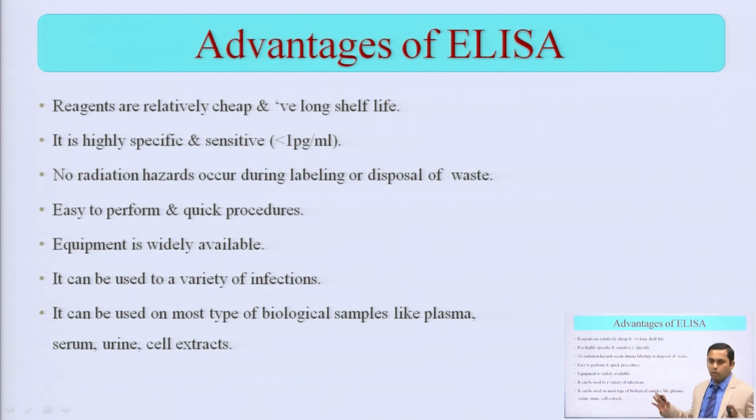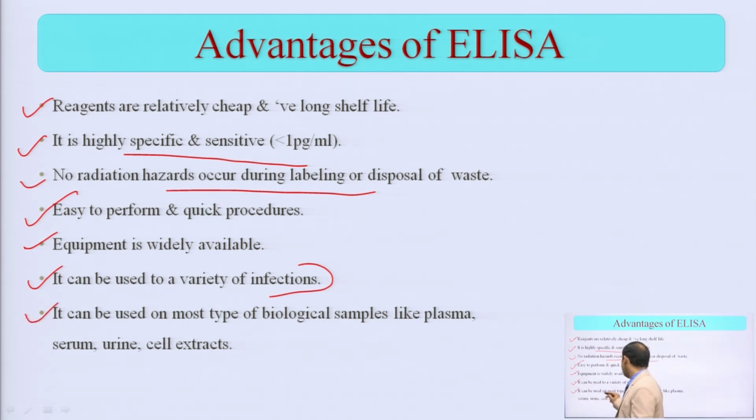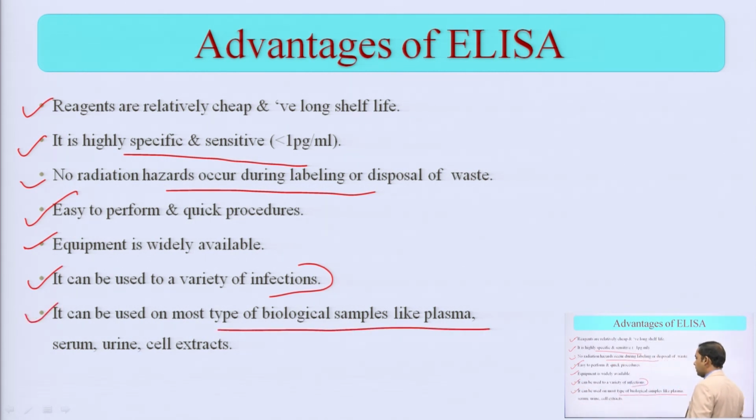Now, if we talk about the advantages of ELISA in general: reagents are really cheap and have a very long shelf life. It is highly specific and sensitive, no radiation or hazard occurs, and it is easy to perform. Equipment is widely available. It can be used for a variety of infections, and for most types of biological products like plasma, serum, urine or cell extract. Okay. So, that is why it is highly popular, all the 4 different kinds of ELISA that I have told you.